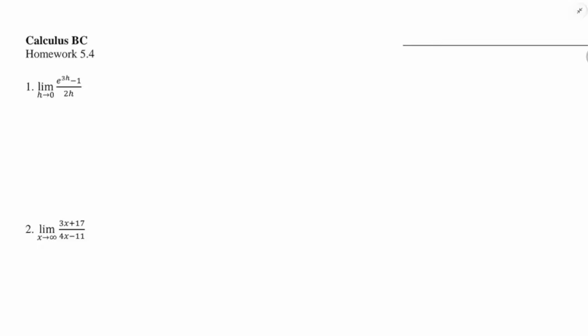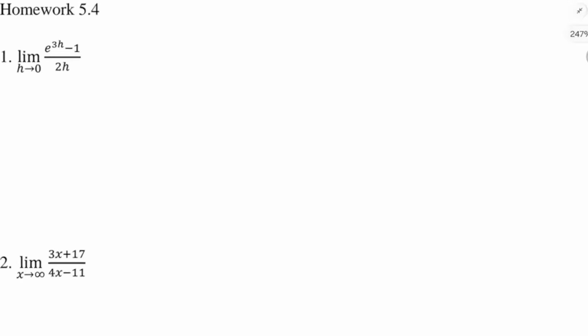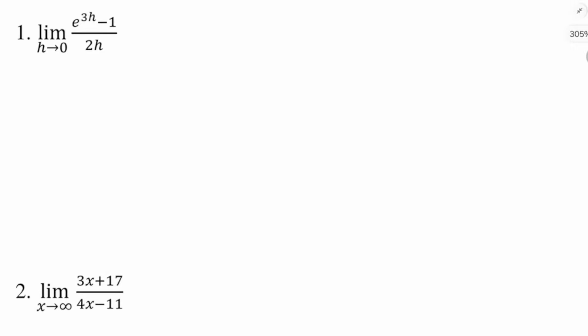So I'm going to be modeling that throughout this whole video, showing our work the proper way, maintaining limit notation, not saying anything that's untrue. Okay, so the first one, I'm going to zoom in a little bit. Limit of e to the 3h minus 1 over 2h as h approaches 0.